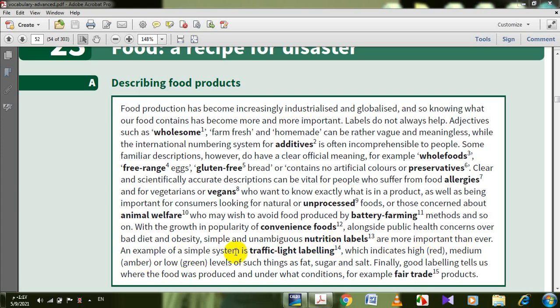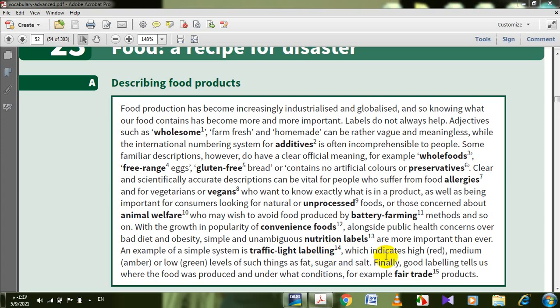An example of a simple system is traffic light labeling. What is traffic light labeling? These are labels with colors like traffic lights. We have green, yellow, and red. Traffic light labels give information on nutrition.